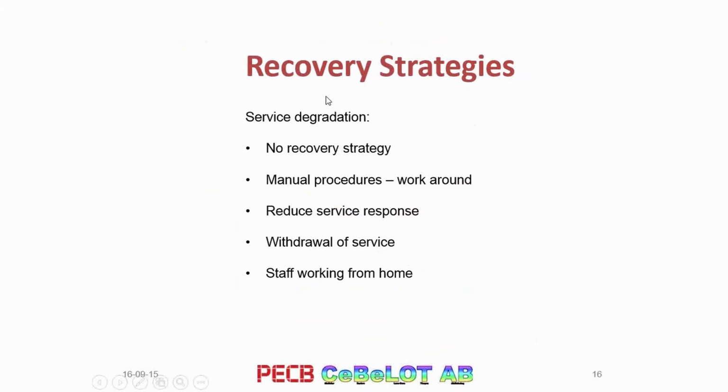Recovery strategies, there are many. No recovery, that is, do nothing. And you have a very high risk appetite choosing this recovery strategy. You could do the manual procedures, which can be chosen for certain types of application, formally done manually.